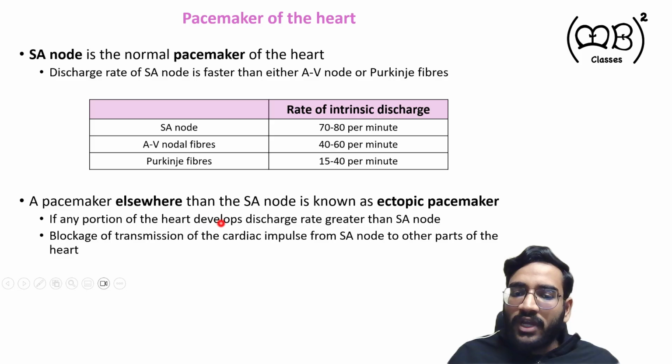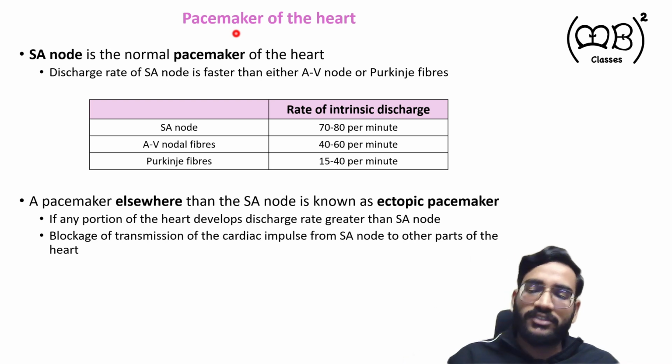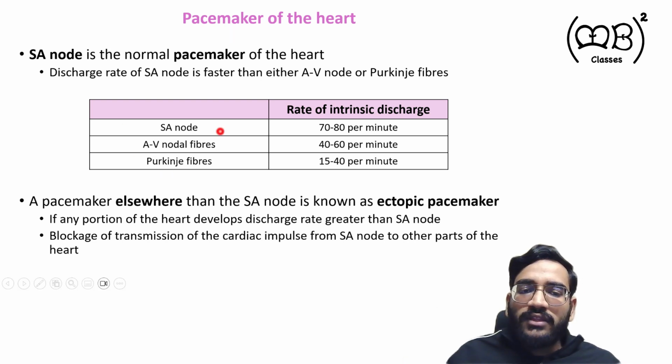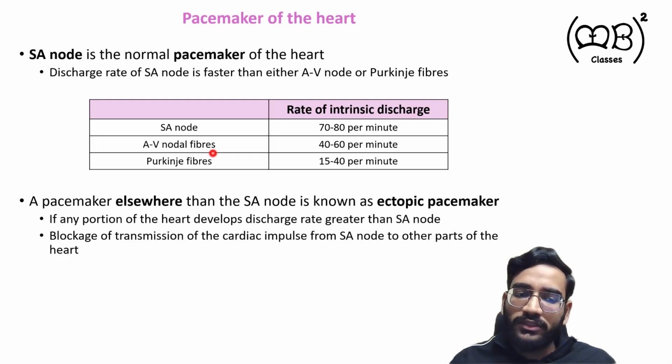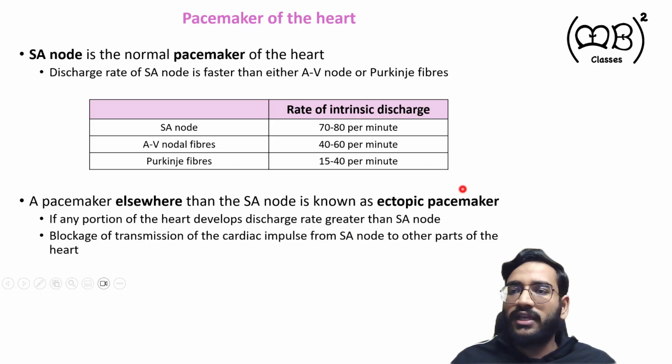This can be any portion of the heart which develops a discharge rate greater than the SA node, or if the impulse is blocked from the SA node. If there is no impulse transmission from the SA node, if there is any blockade or any pathology of the SA node, infarction in the SA node area, then the second best thing would take over the discharge rate. So AV nodal fibers will then become the pacemaker, or if the AV nodal fibers are also blocked, then Purkinje fibers will take over the pacemaker activity of the heart. So with blockage of transmission of the cardiac impulse from the SA node to other parts, anything else can become a pacemaker, which will be known as the ectopic pacemaker.